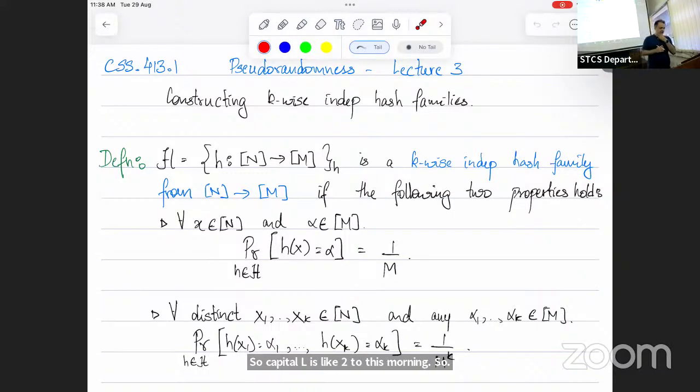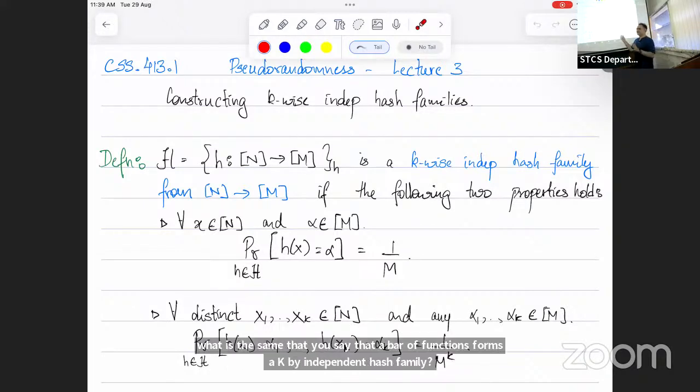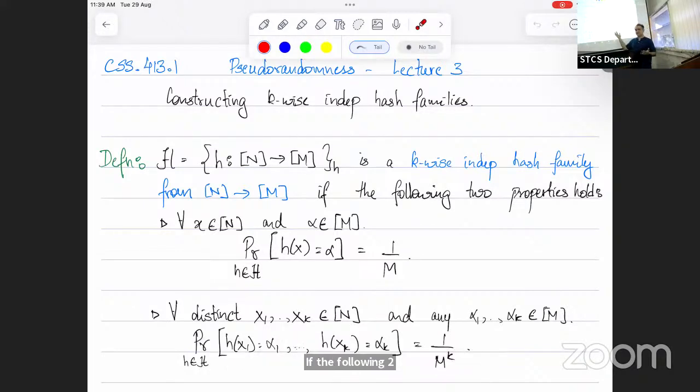Okay, and in general, what I have described here is the notion of k-wise independence. But you can mentally instantiate k equal to 3 or k equal to 4 or something, just something that makes things concrete. And what is this saying? That a bag of functions forms a k-wise independent hash family if the following two properties hold, but technically speaking, the second property implies the first property. But it's good to have both of them in mind.